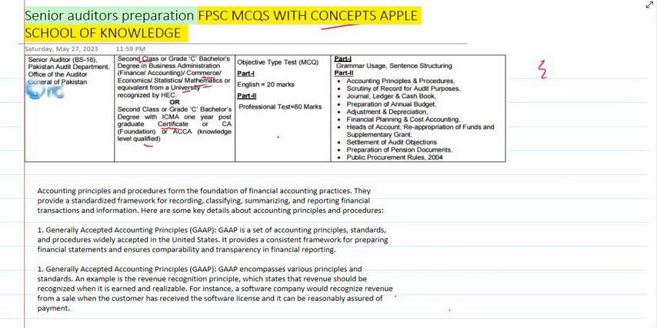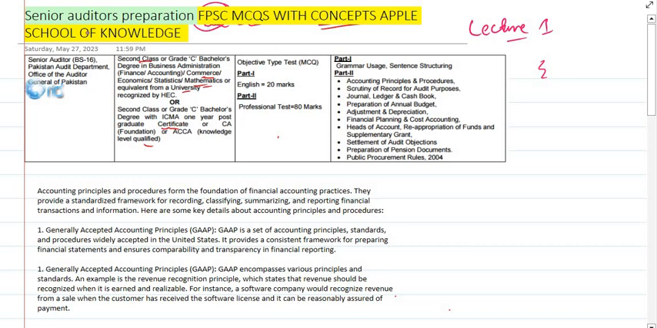Today we will... let me check first that this is working or not. Okay, today is our first lecture, and that will be for the senior auditor preparation. Clear? And this post is mostly advertised by the Federal Public Service Commission, and we will do MCQs along with the concept. Clear?